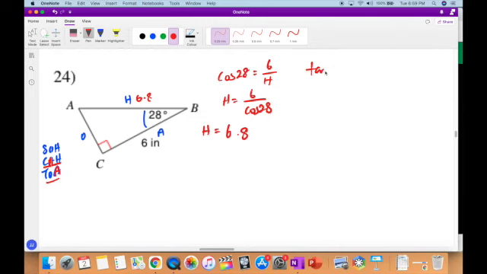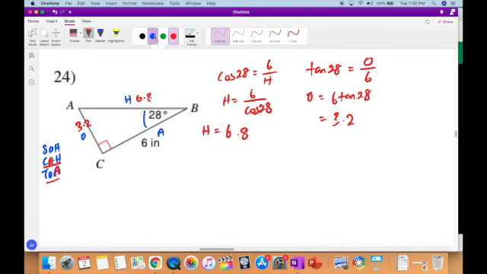Let's just use the tan to get the opposite real quick. So the tan of 28 is equal to the opposite, O, over the adjacent, which is 6. So therefore O is equal to 6 tan 28, which is 3.2. I hope I got that right. So I found my 2 sides, and now I have all 3 sides.